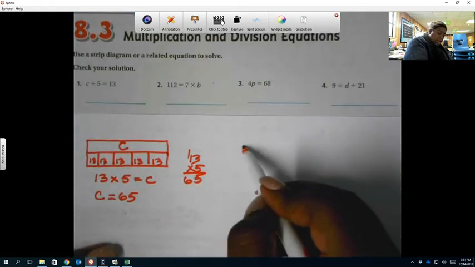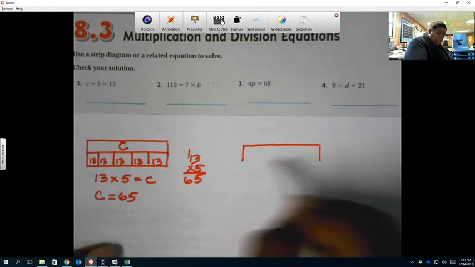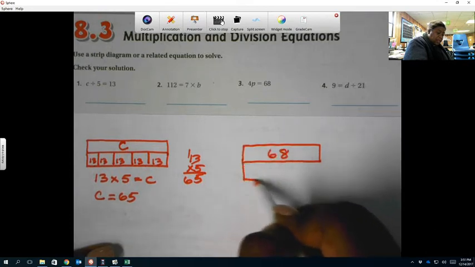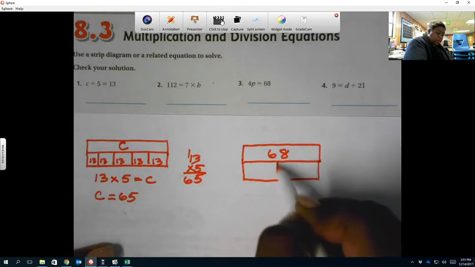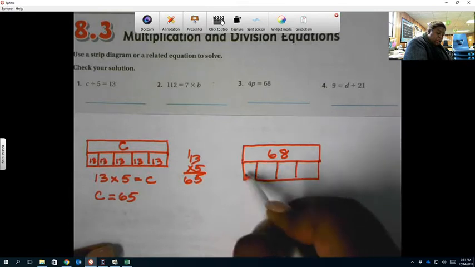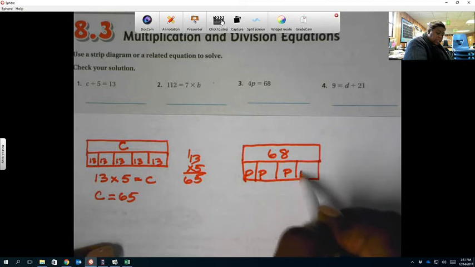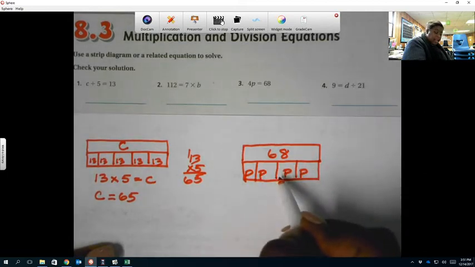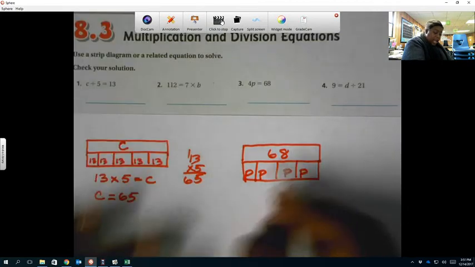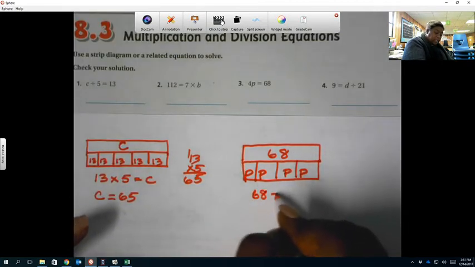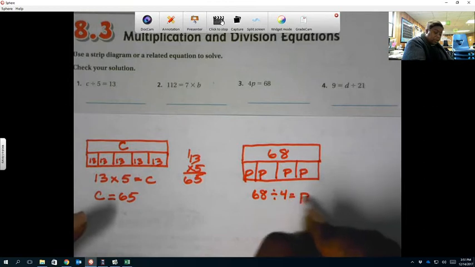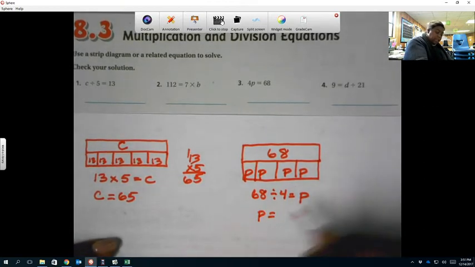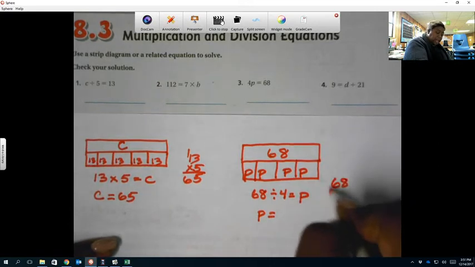Well, I know that my total is 68. I know that it's 4 equal parts, but I don't know what each part is. So I could take this and rewrite this equation as 68 divided by 4 equals P. Then I would solve for P by dividing 68 by 4.